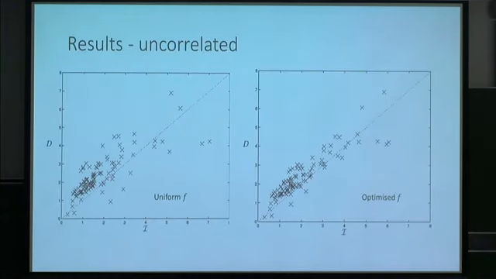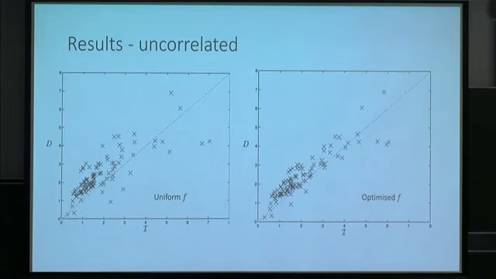So for uncorrelated rain, if we have a uniform f, as Alistair mentioned previously, we have a uniform rain weighting, so there are no bits where rain is more important for the flood, they are all equally important. We can see here that from the uniform f to the optimized f, the results are better, because the storms and the impact and damages are closer to the X equals Y line.